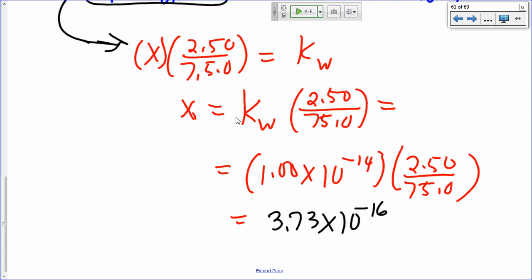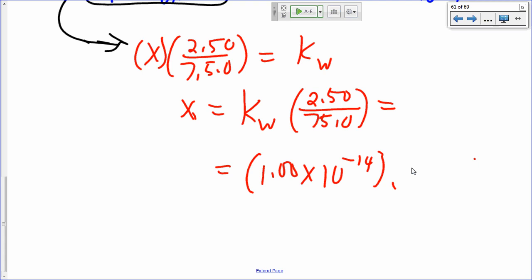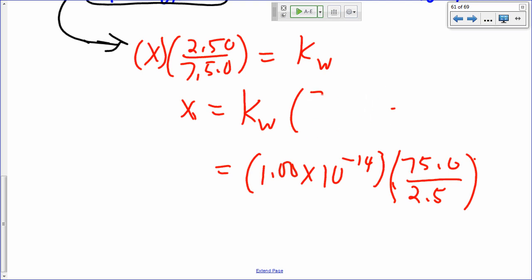Oh, I got it flipped. Sorry, I knew there was something wrong. Okay, this is times 75 over 2.5, right, if I solve for x. Sorry about that. This is times 75 over 2.5.